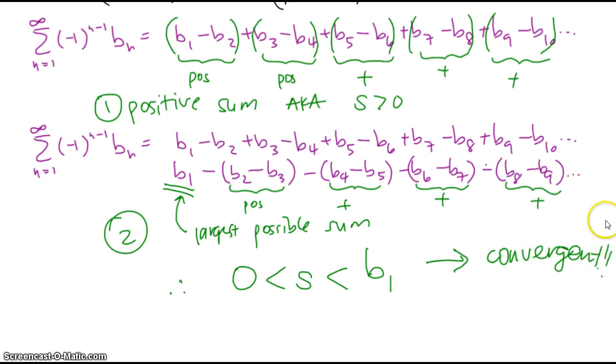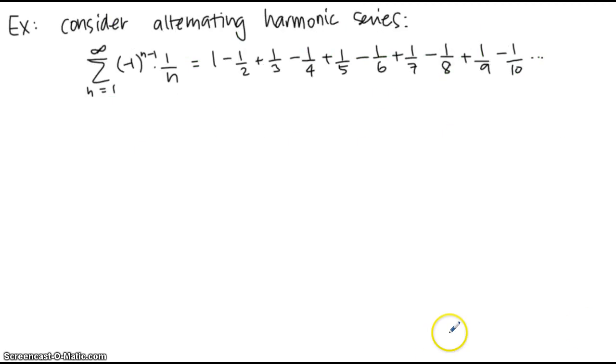Okay, so for example, let's consider the alternating harmonic series. Now, the alternating harmonic series is just the harmonic series, except it switches from positive to negative, positive, negative, positive, negative. If you notice that each term b sub n is decreasing, we know that. We know that the limit approaches 0. 1 over n, the limit approaches 0. So, but what about the alternating one?